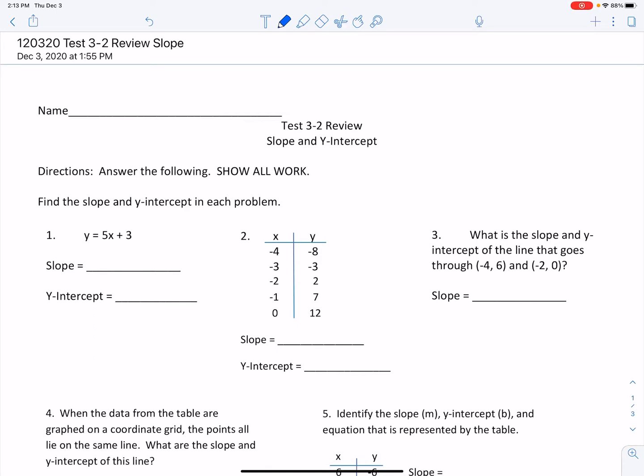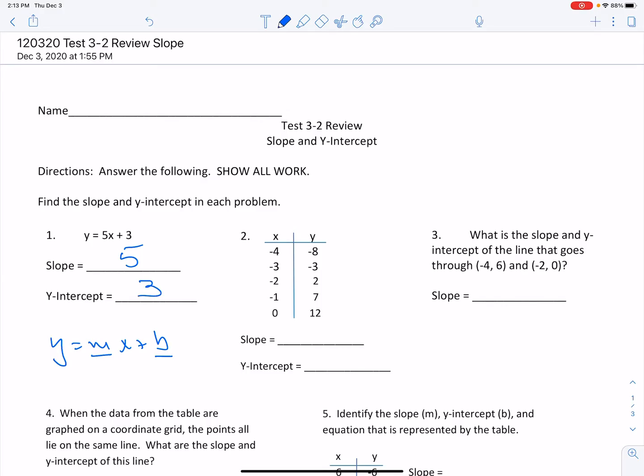Okay, class, let's go over the answers to this review. In this first question, I'm just asking you to tell me which number represents slope and which number represents y-intercept. Now, we know our formula is y = mx + b, where the m is our slope and the b is our y-intercept. So that tells me that the 5 is my slope and the 3 is the y-intercept.